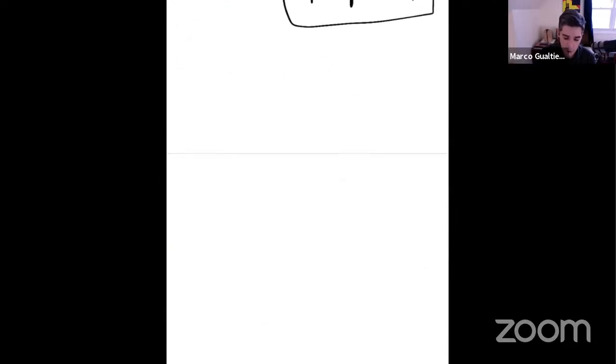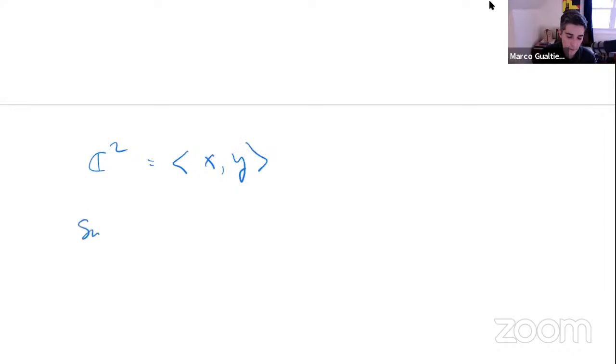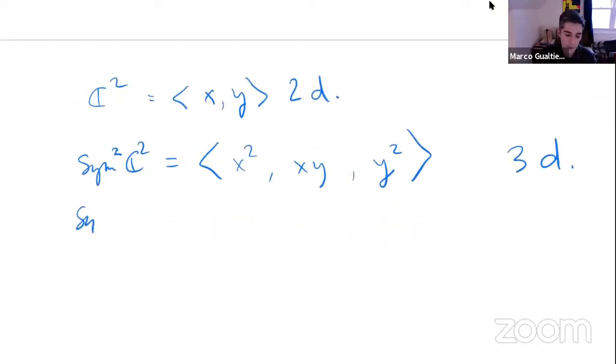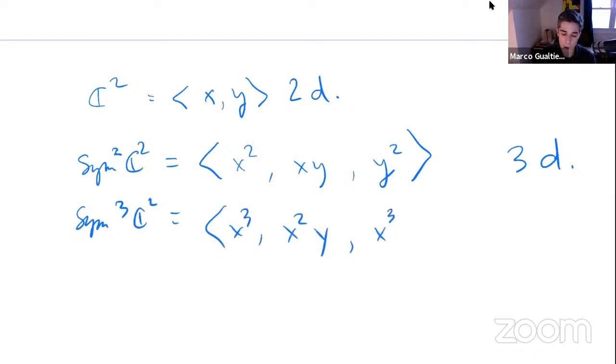so if you look at C2, let's say it's the span of X and Y. And if you look at Sym 2 C2, this is going to be the span of X squared, XY, and Y squared. 3-dimensional. This is 2-dimensional. If I do Sym 3 C2, this is going to be X cubed, X squared Y, X Y squared, and Y cubed. This is 4D.